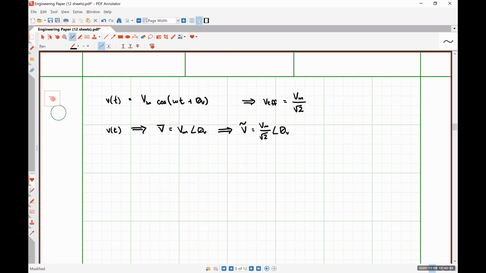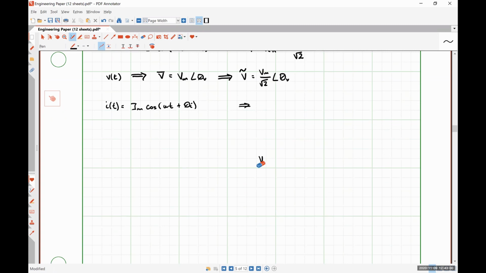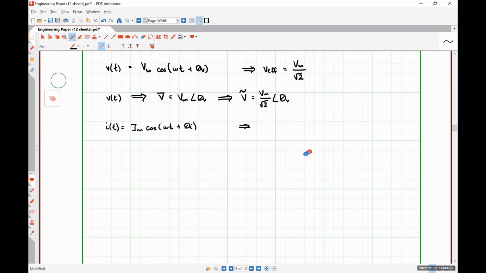So I could also have a time domain current, i of t is Im cosine omega t plus theta i. Because it's a sinusoid, the magnitude of the effective value would simply be Im over root 2. That's true for any sinusoid, regardless of its amplitude, frequency, or phase angle. You always get just the magnitude divided by the square root of 2.